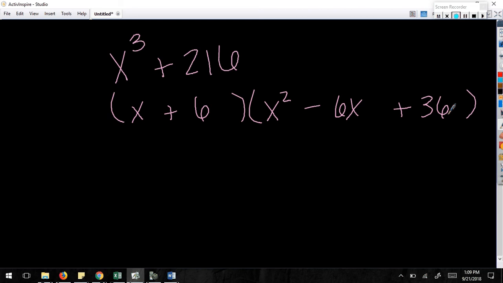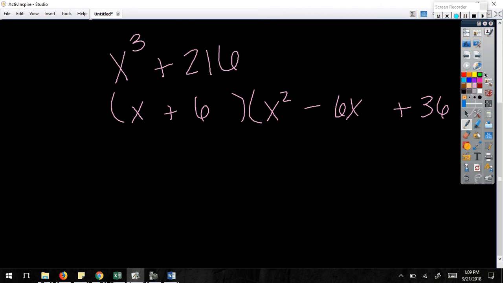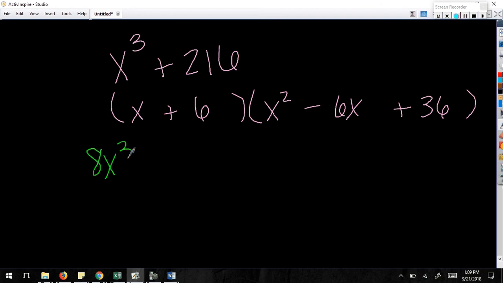It might get a little bit harder if there's a leading coefficient in front, like 8x cubed minus 27. Is that a pattern? Yes, it's just because I didn't figure out the 8. So 2x times 2x times 2x is 8x cubed.